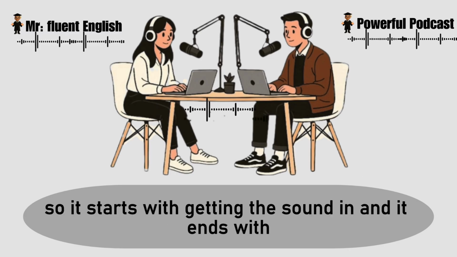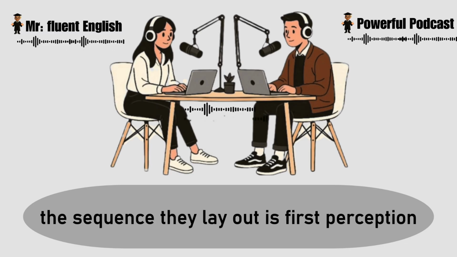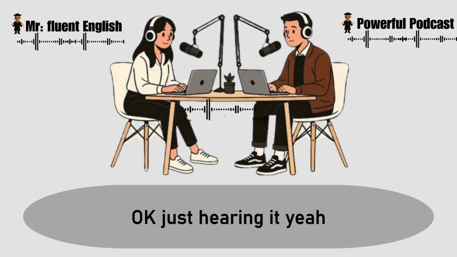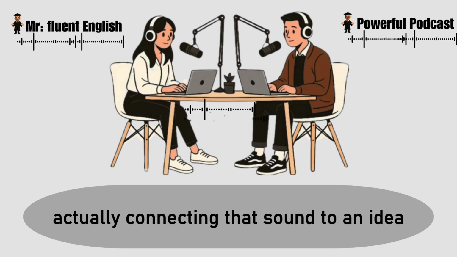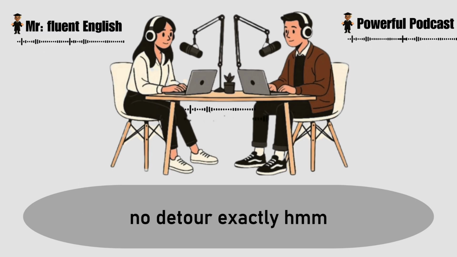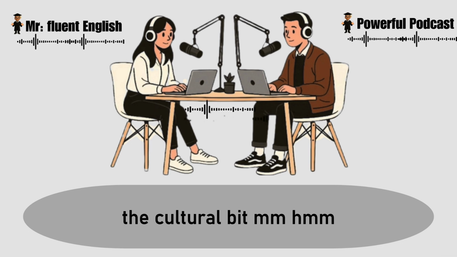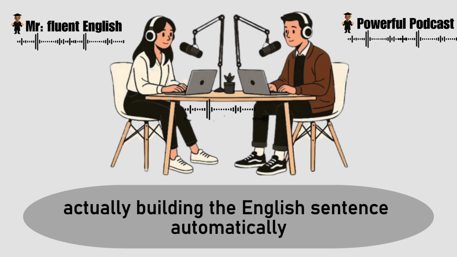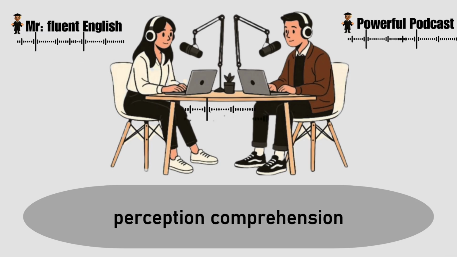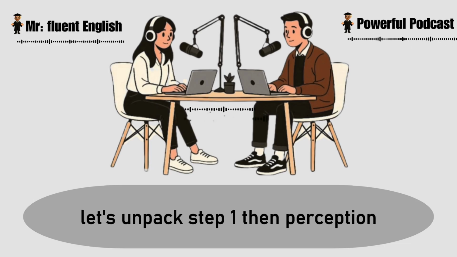Right, so it starts with getting the sound in, and it ends with automatic output. The sequence they lay out is, first, perception, just hearing it. Second, comprehension, actually connecting that sound to an idea, but in English. Directly. No detour. Exactly. Third, decision-making. This is about choosing the right social response, using English norms. Ah, the cultural bit. And finally, step 4 is language formulation. Actually building the English sentence automatically. Perception, comprehension, decision-making, language formulation. Got it.